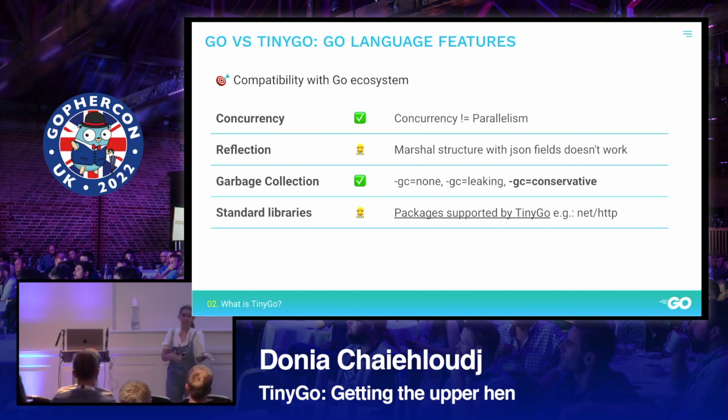For example, net/http is not supported. So if you have a Go program with net/http, it's probably not going to work because it's embedding other libraries indirectly, like crypto/rsa, and it's not supported.